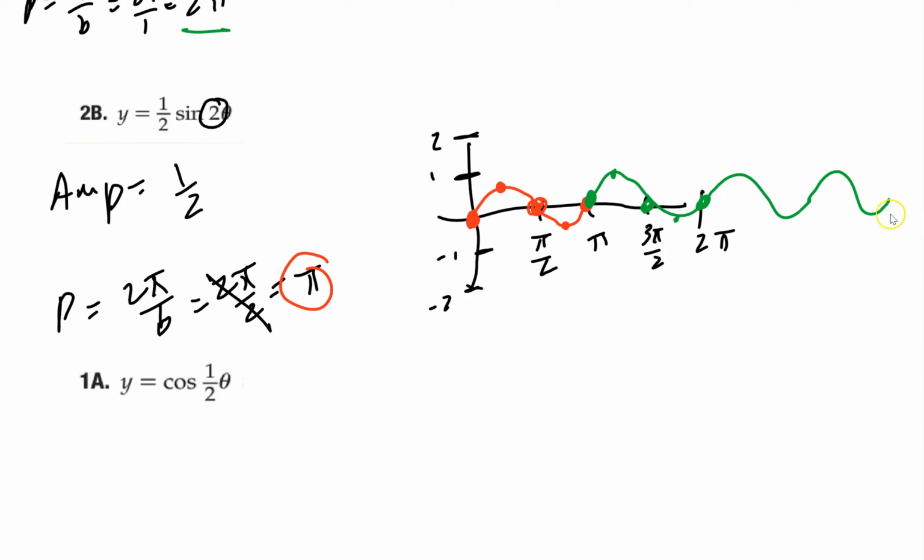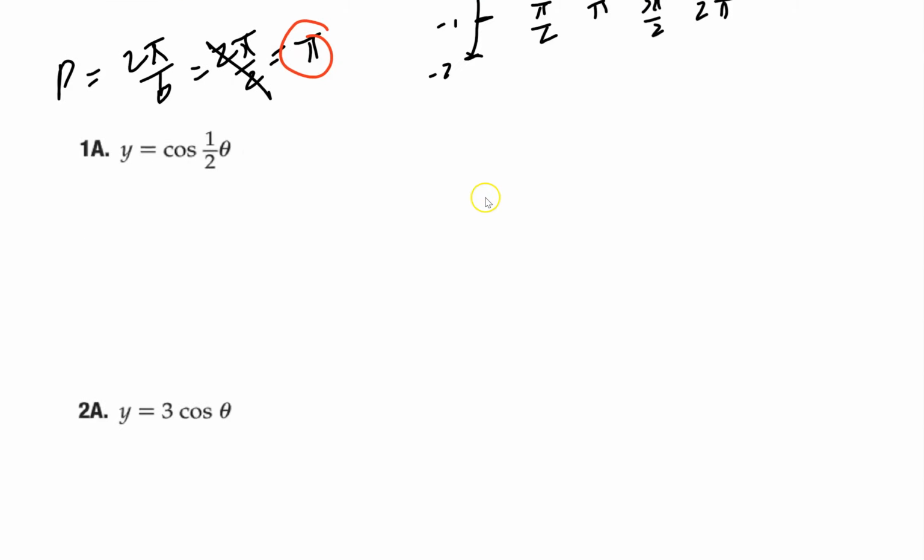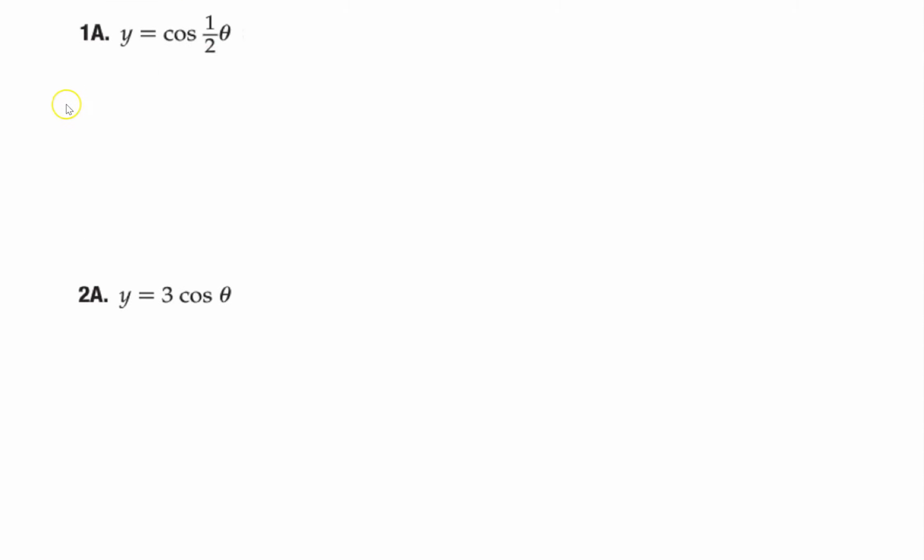Right? Because it's a periodic function. It just keeps on repeating itself, both ways. I go backwards also. So let's keep that in mind, right? It doesn't just stop there. It goes on forever. Sine and cosine graphs do that. Now let's move on to the cosine graph.